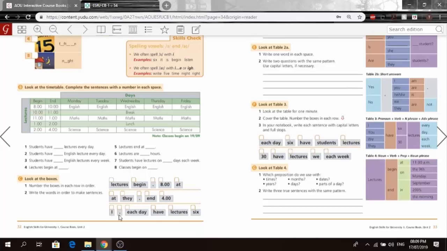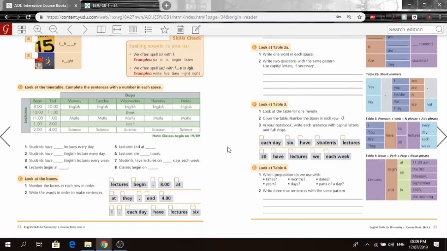Last one, full stop at the end again, and I start with I this time. I'm talking about myself here, or the sentence, not me. So I is number 1, have is 2, and 3 is 6. So I have 6 lectures, okay? Each day, and then the full stop. So it goes 1, I, 2, have, 3, 6, 4, lectures, 5, each day, and finally the full stop.